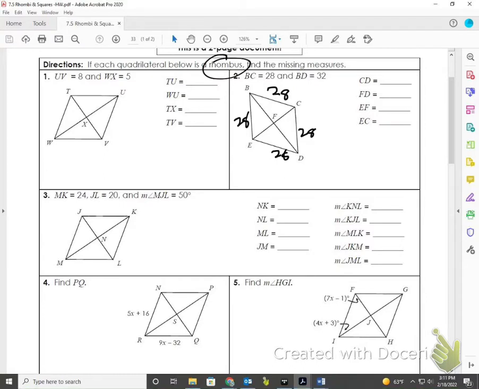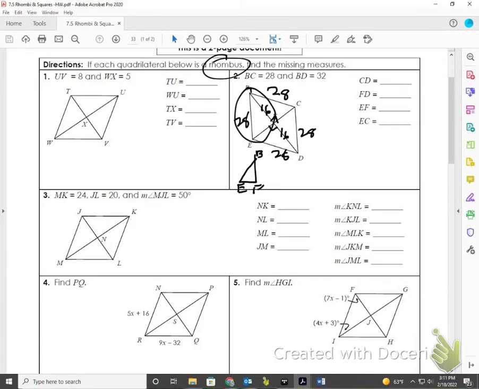We also know that B to D, so that's this whole thing right here, is 32. Which we also know, because it's a parallelogram, the diagonals bisect each other. So half of 32 is 16. Because this is a rhombus, we know that all of these are right triangles. And so lo and behold, we can figure out EF down here on the bottom. I basically pulled out this triangle right here.